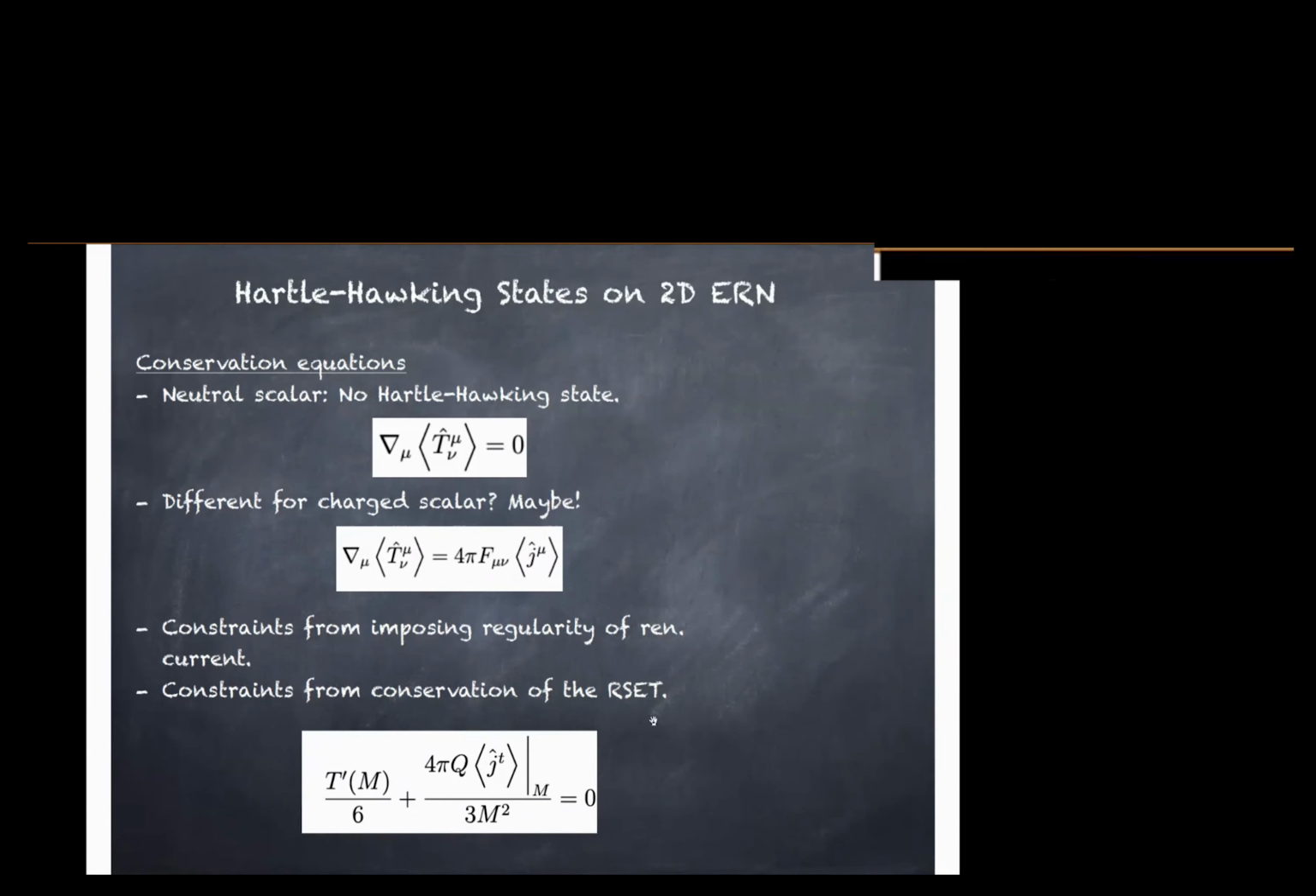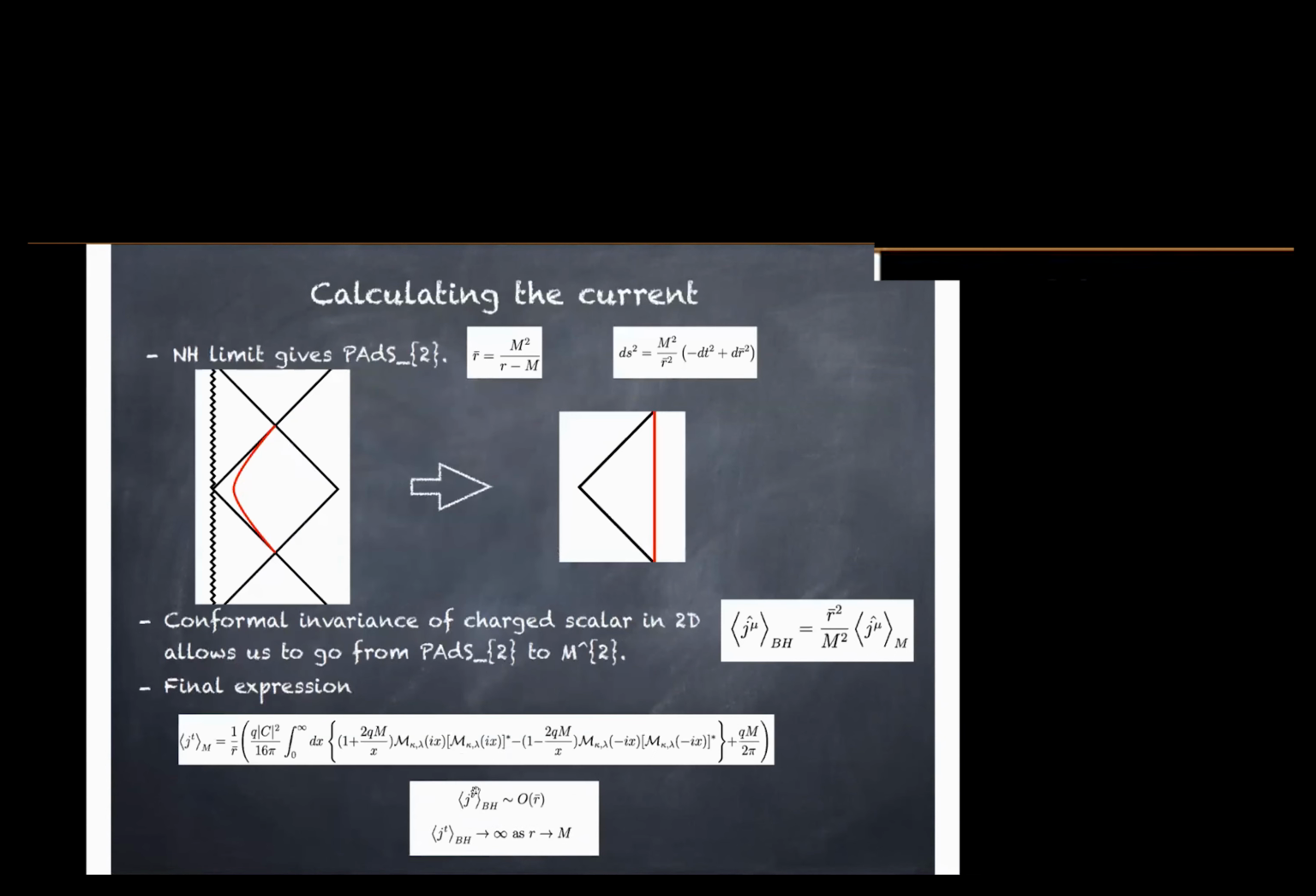So we've reduced the problem of whether we can have this regular stress energy tensor to just finding one component of the renormalized current. So all that's left to do is try and calculate this. And this is, again, a difficult calculation, particularly on the full black hole spacetime, because the radial equation can only be solved numerically.